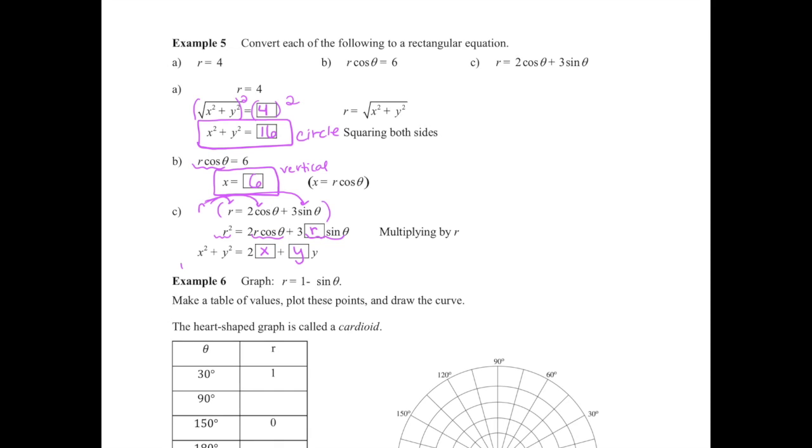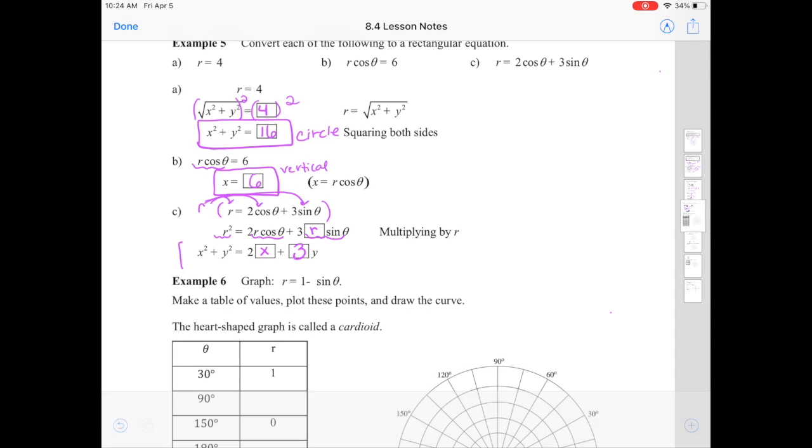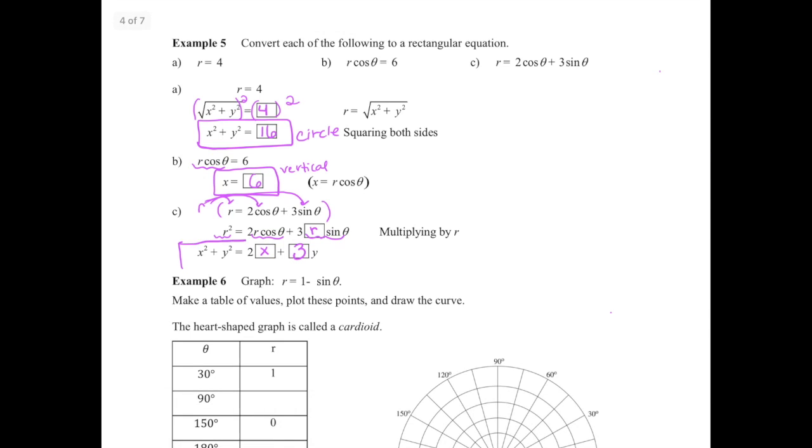So I now found my graph. Oops. We need to fix that. That's not correct. This should be a 3 here. So 2x plus 3y. Now we can say this is complete.